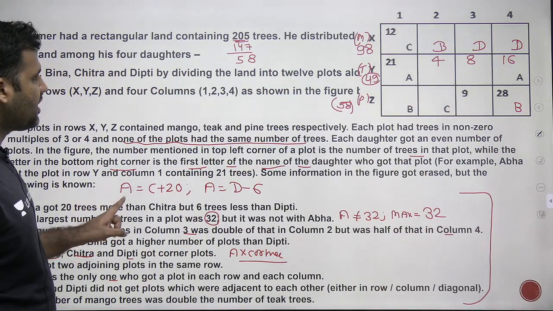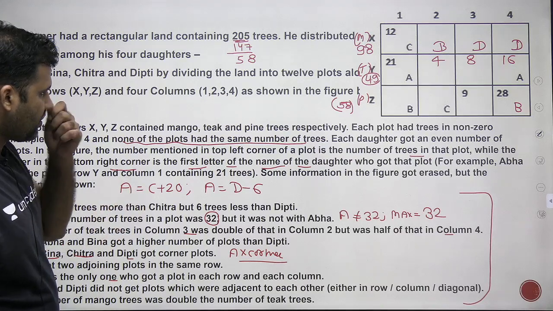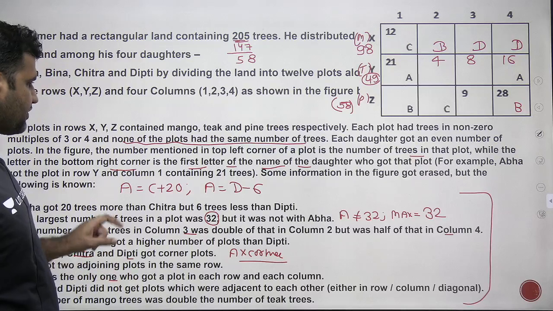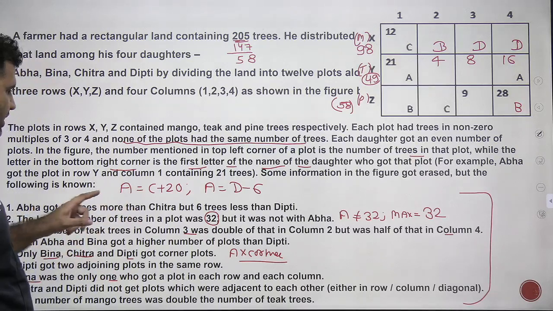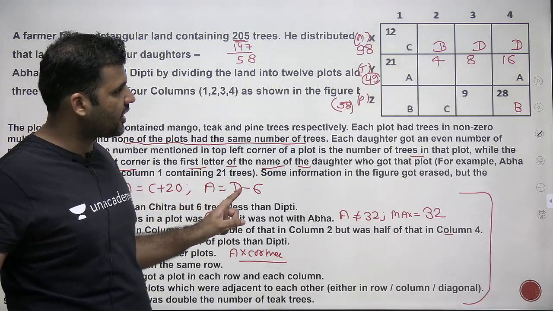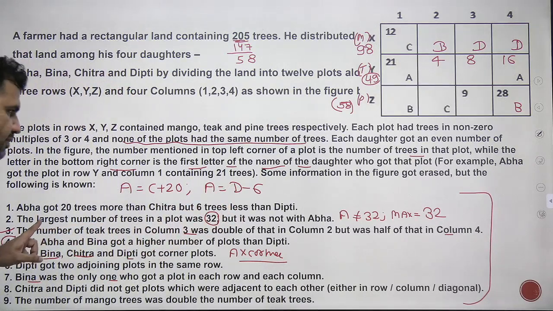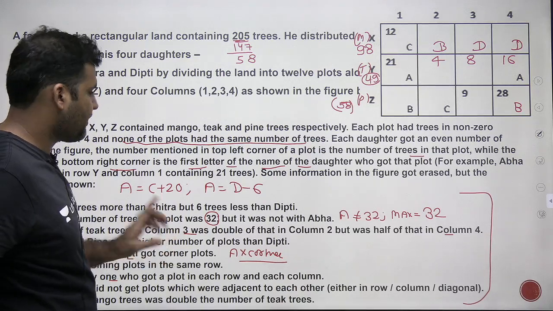Abha got 20 more trees than Chitra. Okay, we don't know what Chitra is getting. Abha is getting 6 fewer plots than Dipti. We are supposed to use these two pieces of information. We have not used them yet, so we'll be using them later, right? And the largest number of trees, we have used this. The number of teak trees in column 3, we have used this information.